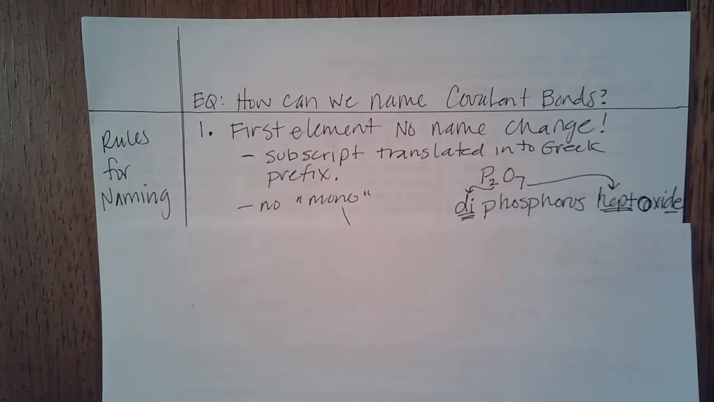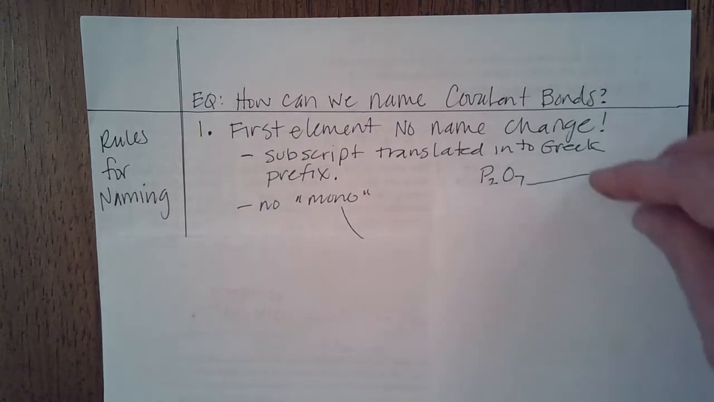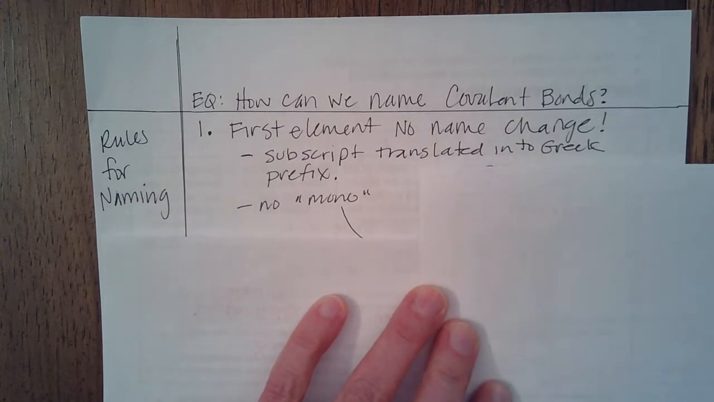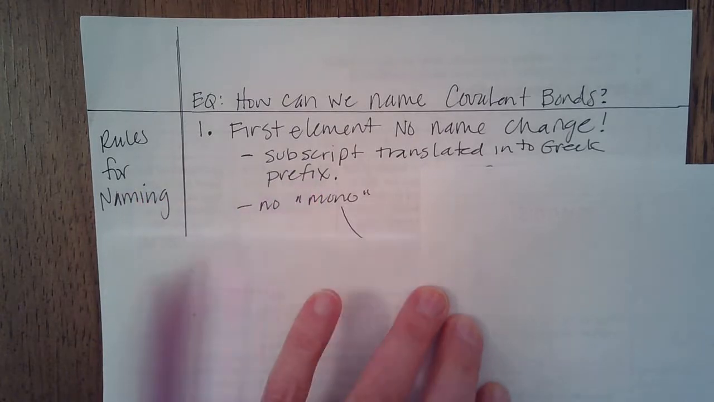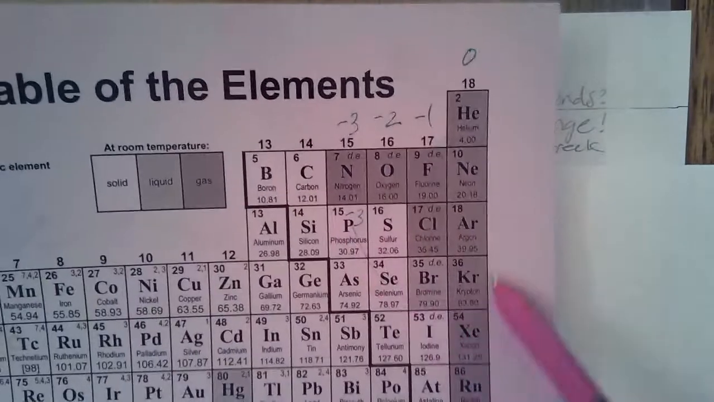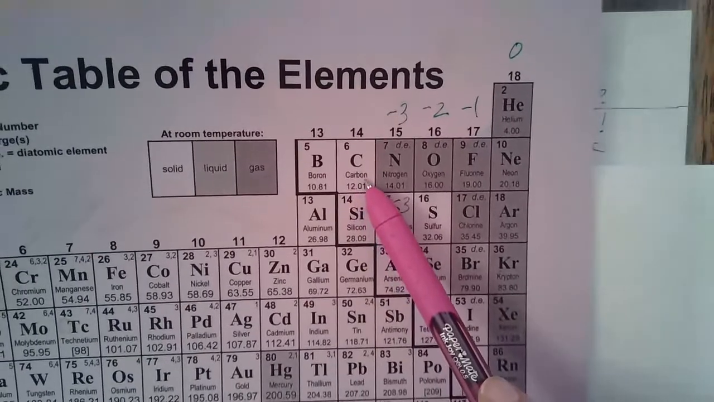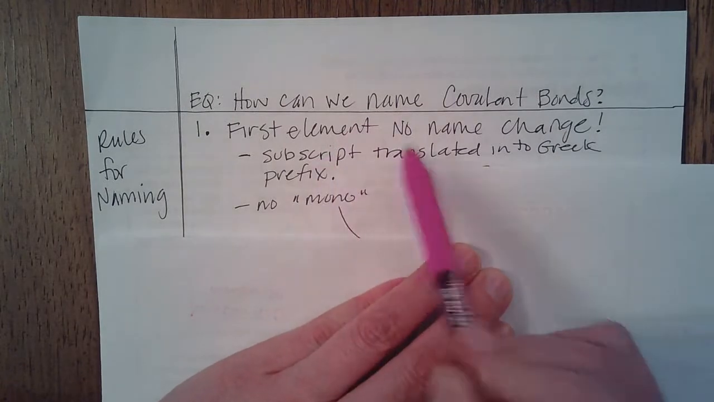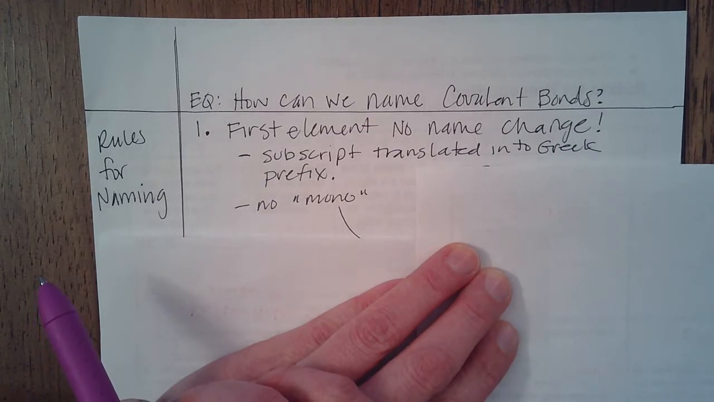All right, so the rules for naming. Let me actually get this here to cover this up right now. So the rules are kind of similar, which is good. Now remember, these are both nonmetals. So all of the charges that we're dealing with are negative. Even the carbon, even though it can go plus or minus, carbon usually goes minus for this, okay? So the first element, there is no name change, just like we've seen in all of these other ones.